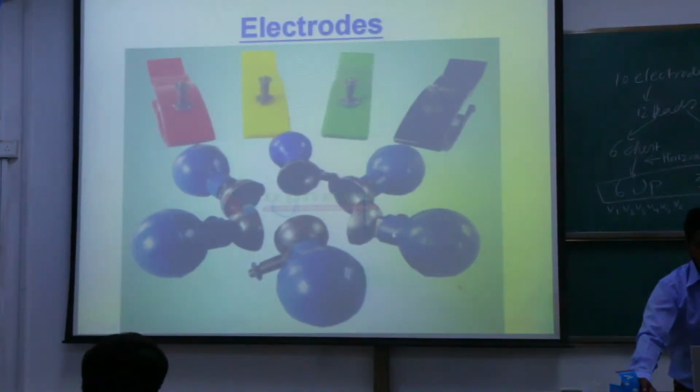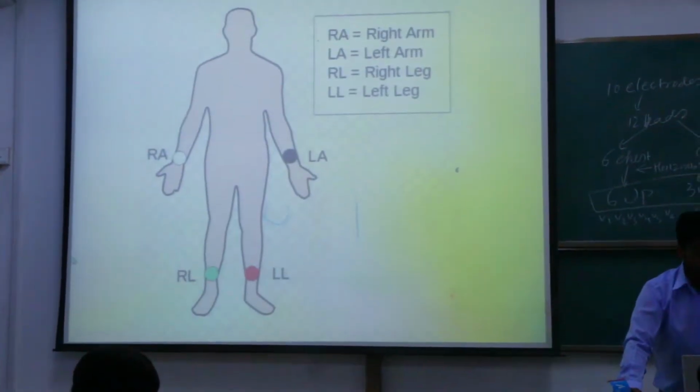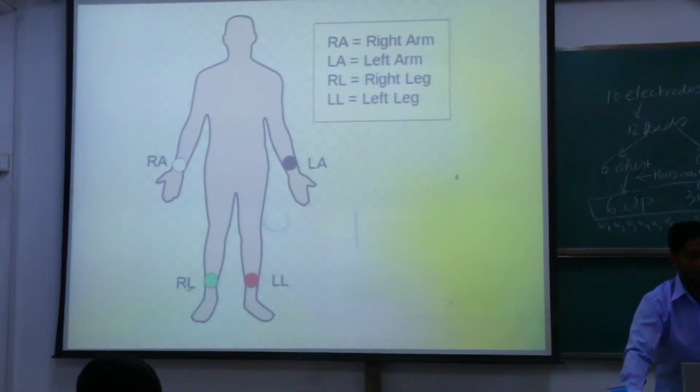Okay, so this is the ECG machine. Can you guess which electrodes this one is? Limb electrodes, and which electrodes is this one? Chest electrodes. 4 limb electrodes and 6 chest electrodes. Which limb electrode is going to behave as neutral? Right. Perfect. So here you can see we have got the right arm, left arm, right leg and left leg, but the right leg is going to behave as neutral.